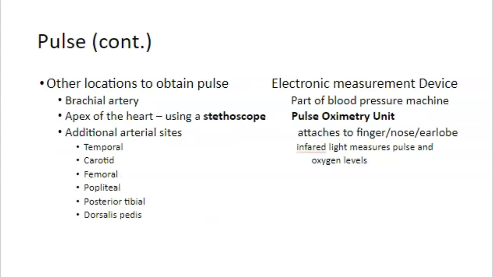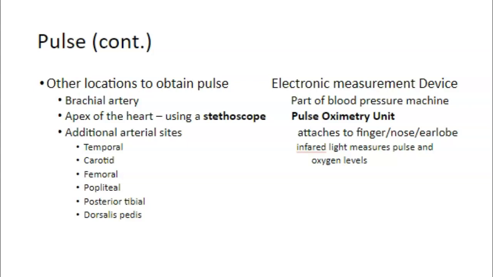Some other areas that you can use, if you can't find the radial for some strange reason, you can go to the brachial artery, which is farther up in the arm in the crevice of the antecubital fossa, which is actually the one that you're listening from when you take the blood pressure. So the brachial artery, you can usually feel there. Sometimes in infants, that's where they'll feel as well.